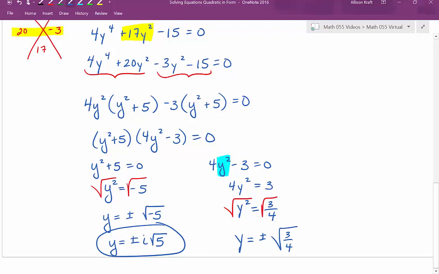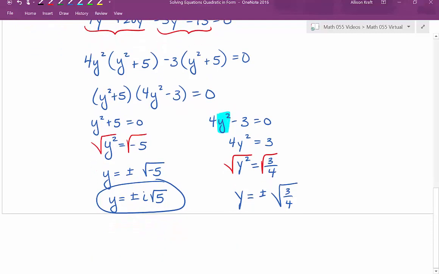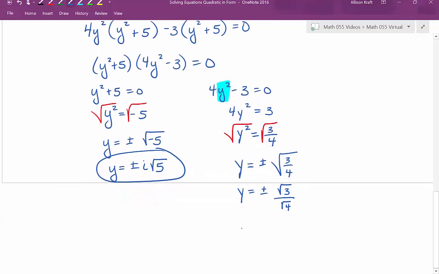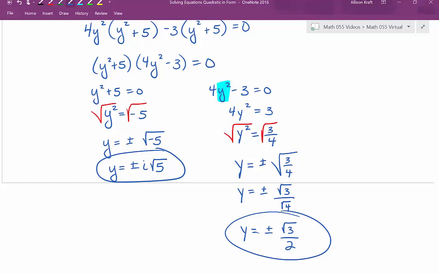We want to simplify the square root of 3/4. Anytime you have the square root of a fraction, you want to break it up into the square root of the numerator over the square root of the denominator. It's going to give us y equals plus or minus the square root of 3 over the square root of 4. And then simplifying the numerator and denominator separately, we get y to be equal to plus or minus the square root of 3 over 2. This equation was fourth degree. We end up with 4 solutions, plus or minus i square root of 5 and plus or minus square root of 3 over 2.